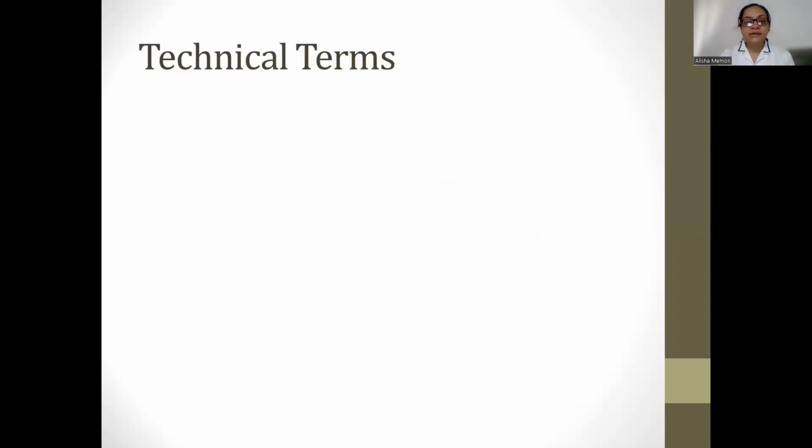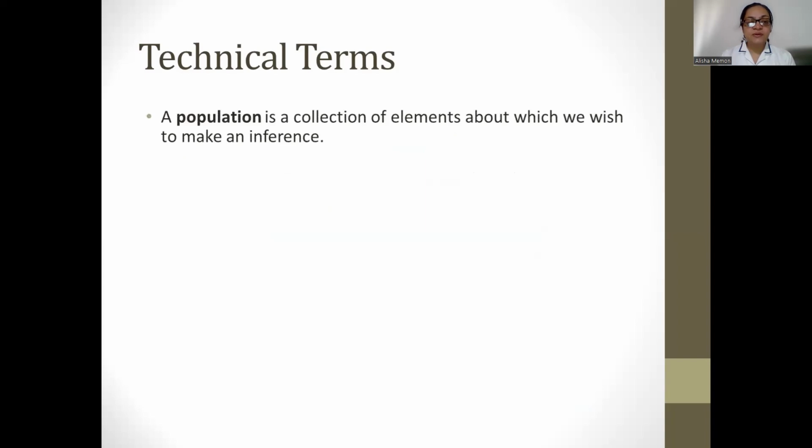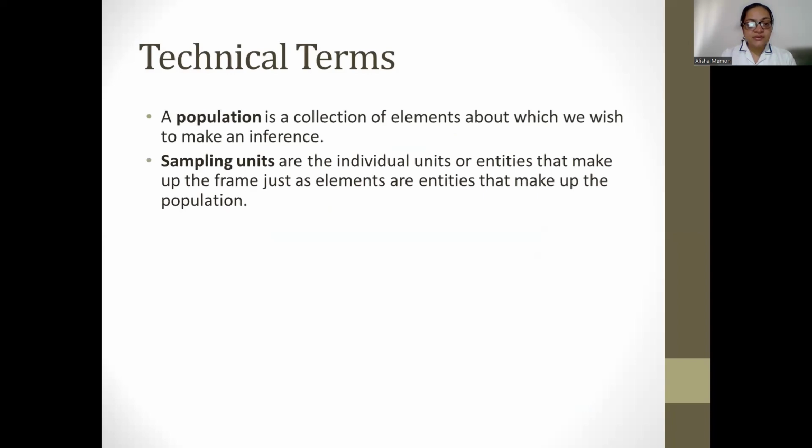Coming to some technical terms related to sampling. First of all, what is a population? So population is a collection of elements about which we wish to make an inference. So population is the group that we want to study, and we want to understand certain characteristics of that population. Coming to sampling units, a population is made up of sampling units, which are the individual units or entities that will make up the frame, just as elements are entities that make up the population.